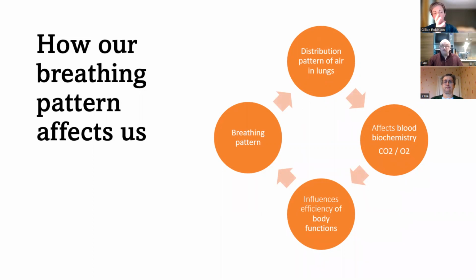Now this will affect the balance of carbon dioxide and oxygen in the blood, which affects the acidity and balance within your blood. And then that will also affect the efficiency of your body functions. This can end up in a bit of a negative spiral of continuing to affect, as the change in your blood chemistry will also then affect your breathing patterns. And if you're not tolerating as much of the carbon dioxide in your blood, then you'll end up breathing quicker and faster and continuing to go around in a circle.